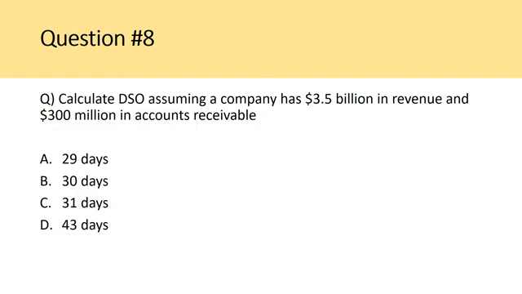Okay, so question number 8, calculate the DSO ratio, assuming a company has $3.5 billion in revenue and $300 million in accounts receivable. Now, these are some of the ratios that are used to project net working capital. And essentially, the DSO ratio is accounts receivable divided by sales times 365, right? And so we can do that calculation.